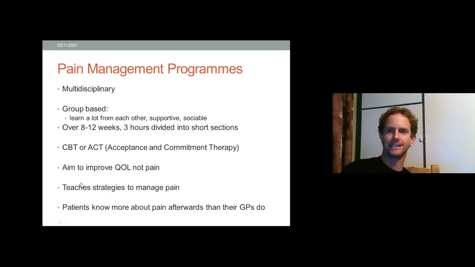And that probably has more evidence in chronic pain than all the other things I've talked about, whether that's nerve blocks or medications. And the aim is that we are trying to improve quality of life rather than just looking at pain numbers and trying to reduce their pain scores. But that has previously come out as a question to talk about pain management programs, so I'll put it in there.